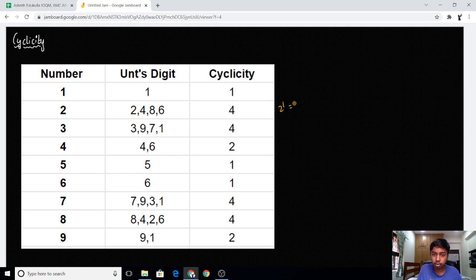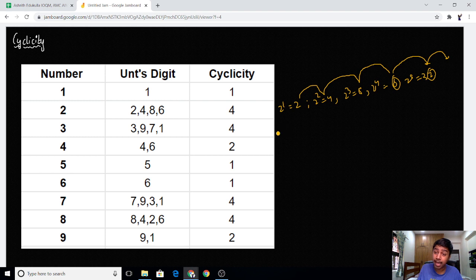2 power 1 equals 2, 2 squared equals 4, 2 cubed equals 8, 2 power 4 equals 16, but I'm going to take the last digit, which is 6. And 2 power 5 equals 32, so the last digit is 2. You can see 2, 4, 8, 6, and we're getting back to 2 again, and then again a 4. So it's going to repeat again and again. After 4 numbers you get another 2, so the cyclicity of powers of 2 is 4.